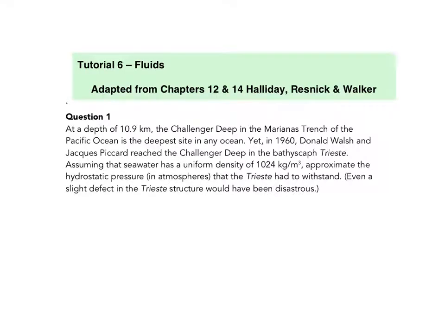This question's got to do with hydrostatic pressure. Hydrostatic pressure, and we know that that's equal to rho g h, where rho is the density, g is gravity, and h is the depth, basically the height. So we want to find the pressure at the bottom of the Challenger Deep in the Marianas Trench, the Pacific Ocean, just off the coast of Asia there.